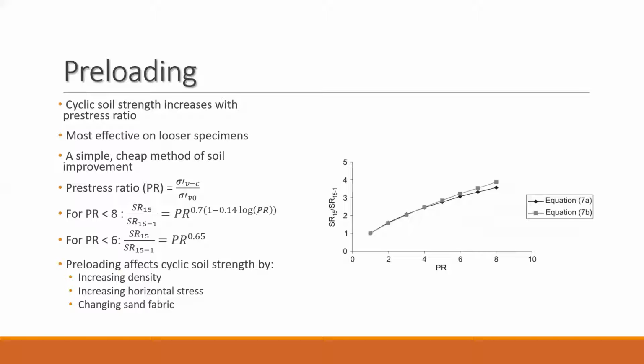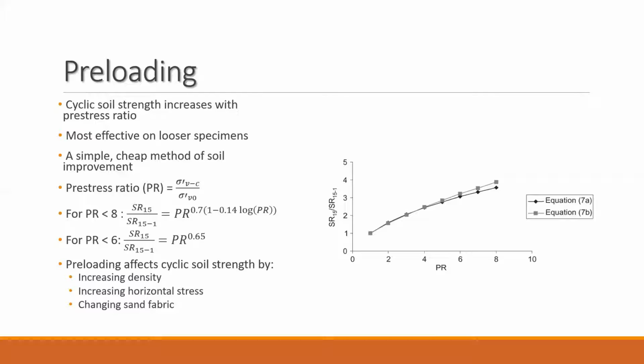As summarized in the preceding literature reviews, the cyclic strength of soils increases with pre-stress and is most effective for low-density materials. In addition to this, preloading is favorable as it is one of the cheapest and simplest means of soil improvement. In 2007, Stamopoulos developed a pair of equations to describe the relationship between the pre-stress ratio and the shear stress ratio after the application of 15 load cycles, which can be applied with different exponents to satisfy different preloading conditions as per the figure on the screen.